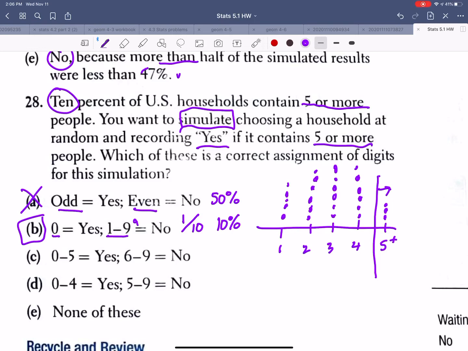Let's calculate what's wrong, though, with the other ones. So this is 6 numbers, 1 through 5, and the number 0. So that would happen 60% of the time. You'd get a yes. Here, this would happen 1 through 4, and then the 0. So this would also be a way to simulate something we're trying to simulate that happens 50% of the time. So we've chosen our final answer, B.